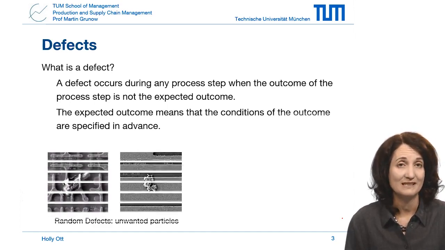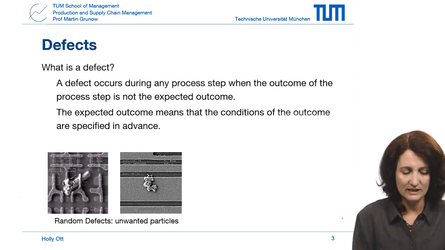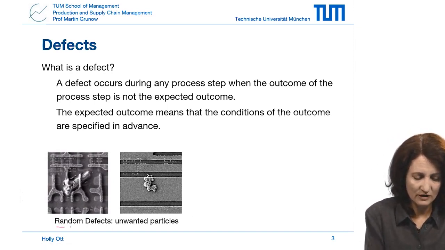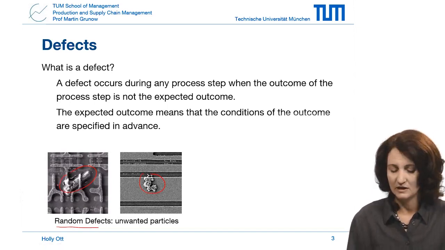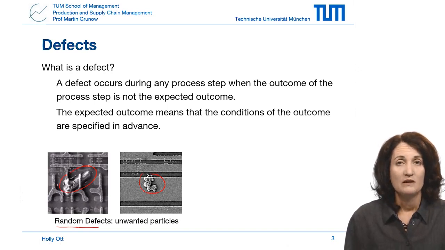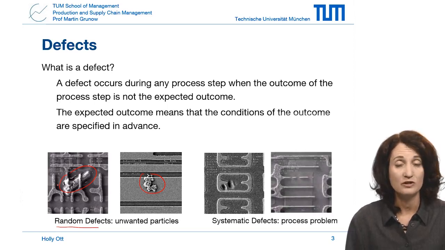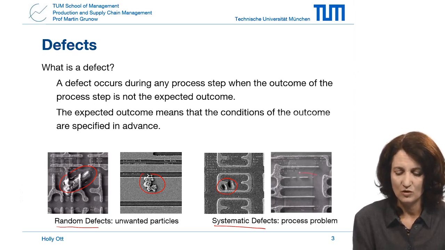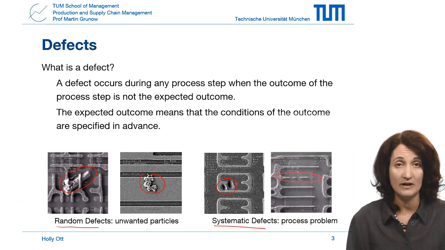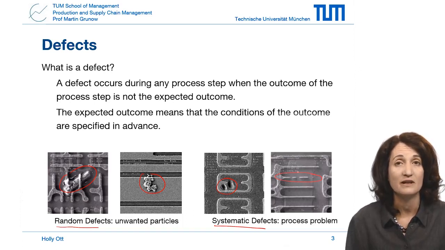And just to put this into a little more visual context, here are some defects from my former work. Here we have some random defects, some particles that deposited on the semiconductor wafer. These could potentially cause the integrated circuit, the chip, not to work. Here we also have silicon wafers with some systematic defects. Here we have gouges, for example, in the film, or lines that are not printed correctly. They're also unwanted. They're not part of the specified outcome of the process, and could cause a defective part.